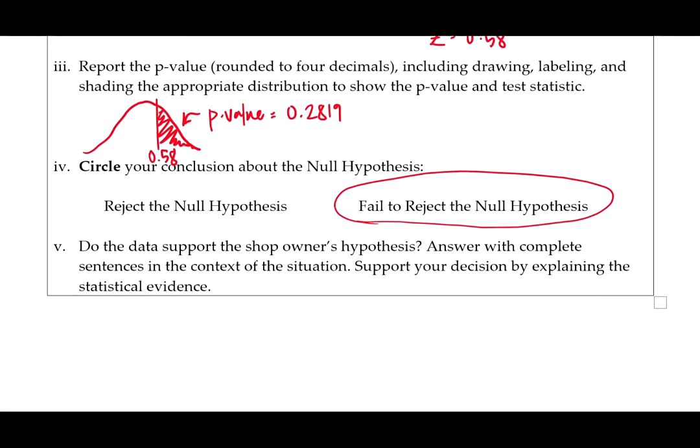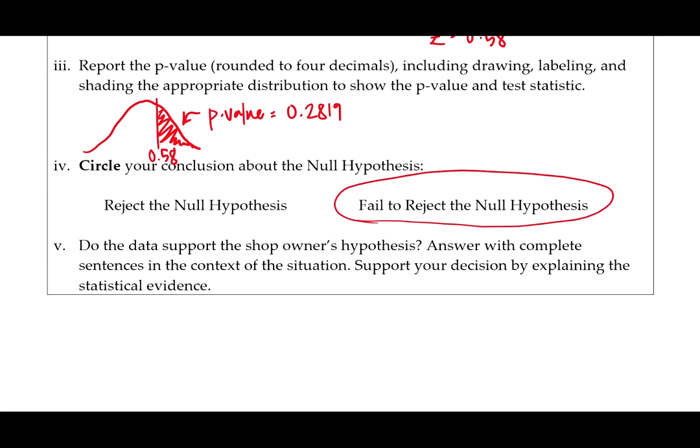Do the data support the shop owner's hypothesis? Answer with complete sentences in context of the situation. So, since our p-value was greater than our alpha, then we do not reject the null hypothesis, and we do not have sufficient evidence to conclude that the alternative is true. The alternative hypothesis that the proportion of Dan's customers who take a daily vitamin is greater than 0.6, we do not have enough evidence to support that. That was the shop owner's claim or his hypothesis.